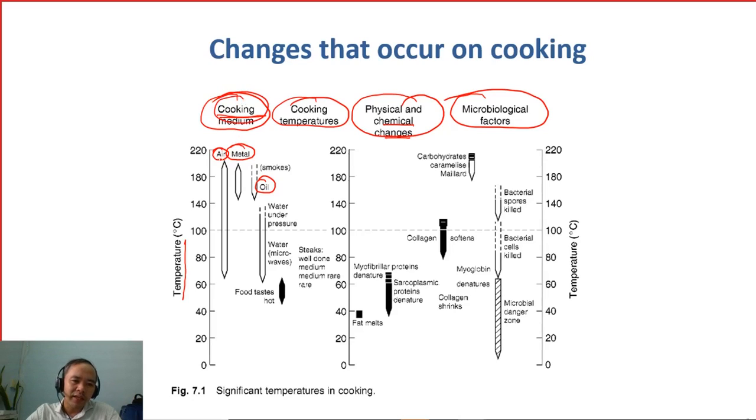So here we have air as the medium, metal as the medium, oil as the medium, and water as the medium to do the heat treatment of the meat and meat products. If we use air, we can cook the product in this range of temperature from around 65 to almost 200, for example. This air is used in an oven, a baking oven. The temperature can be significantly higher than 100 degrees C.